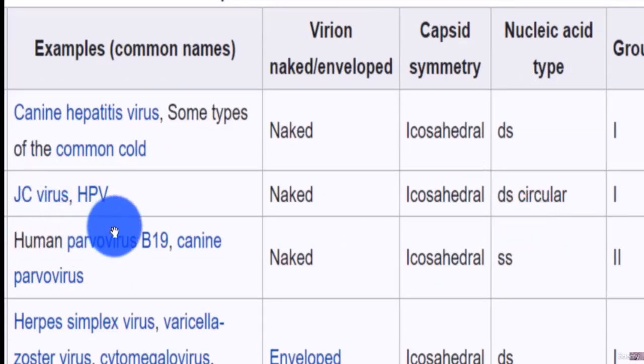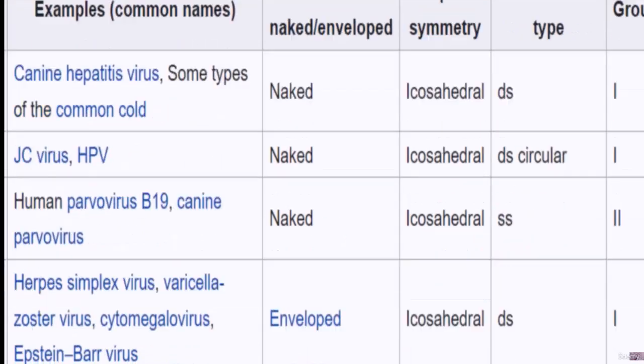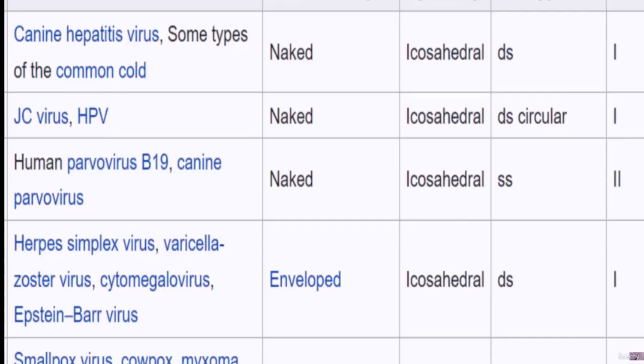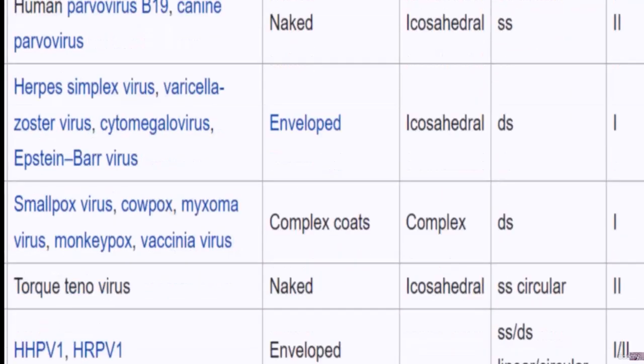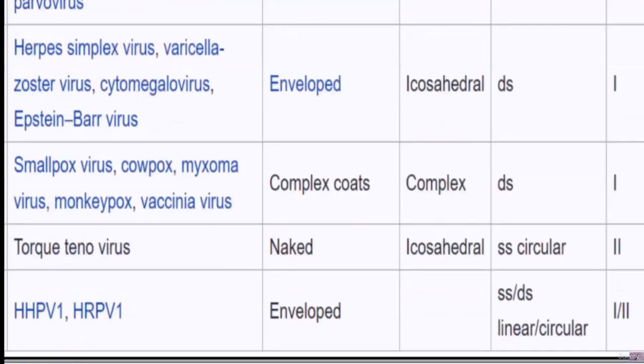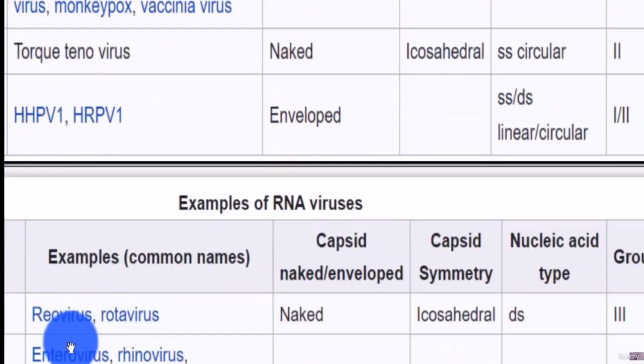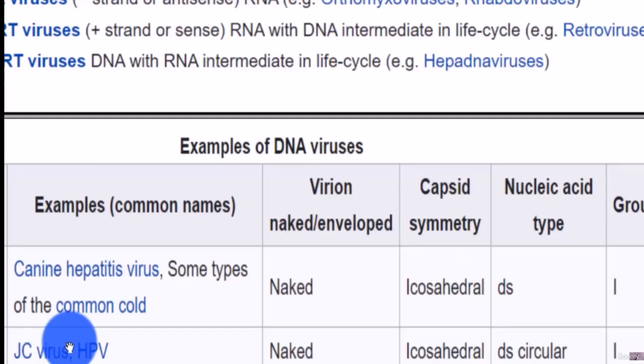Papovavirus, parvovirus, herpes virus, pox virus, and polio. This is an example of the DNA viruses.